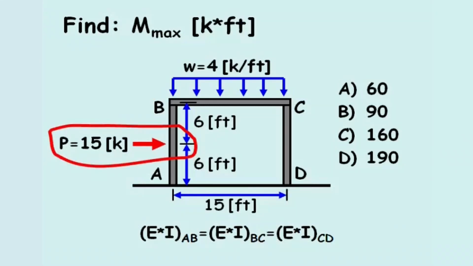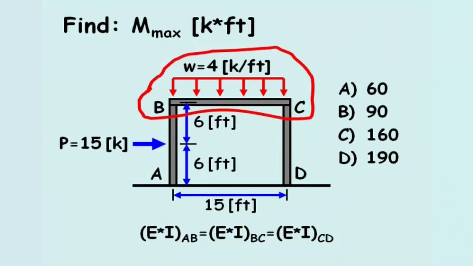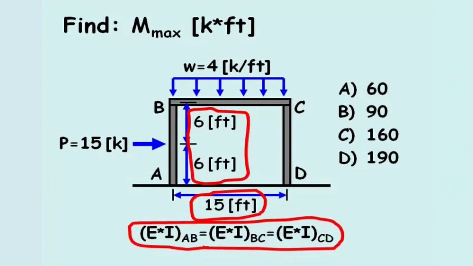A 15 kip point load acts horizontally at the halfway point along beam AB, and a continuous load of 4 kips per feet acts downward along beam BC. The dimensions of the structure are provided, and the Young's modulus times the area moment of inertia for each beam is constant.